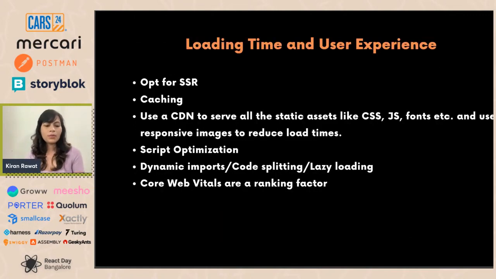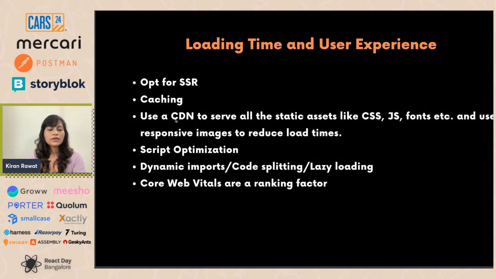The second main pain point here is loading time and user experience. The core web vitals are very important for rankings and indexing. To improve our core web vital performances and our website performance, we can opt for server side rendering. We already talked about it, and we can also go for caching. This depends on the use case. For example, I have some pages which show static content. There I can go for caching. It will reduce the load time.